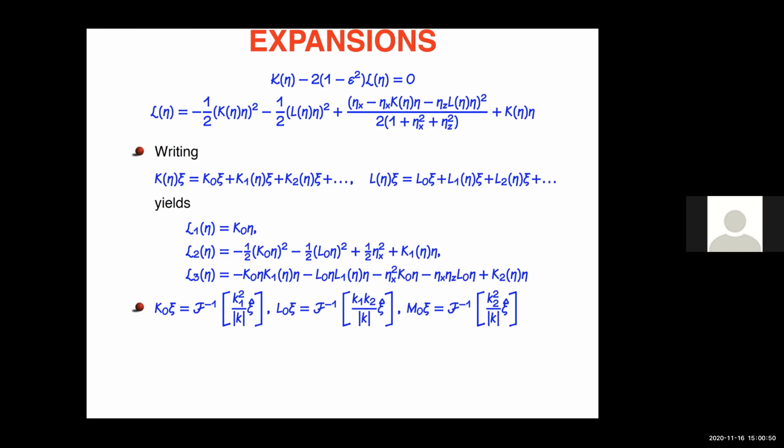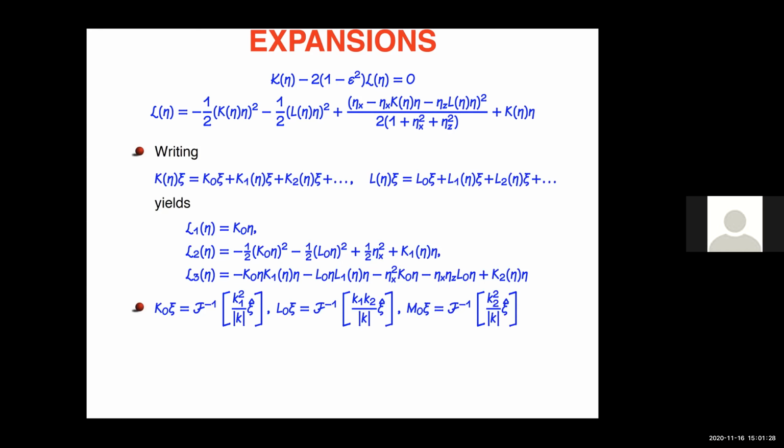Here are the formulae for K0 and L0. They're Fourier multiplier operators. K0 is given by taking the Fourier transform of psi, multiplying it by k1 squared over k, and taking the inverse Fourier transform. So here, k1 and k2 are the Fourier variables associated with x and z, and k is the vector k1, k2. L0 is given in the same way. Here you multiply by k1 k2 over k. And finally, I've introduced a third operator, M0, here for completeness. Its multiplier is k2 squared over k.